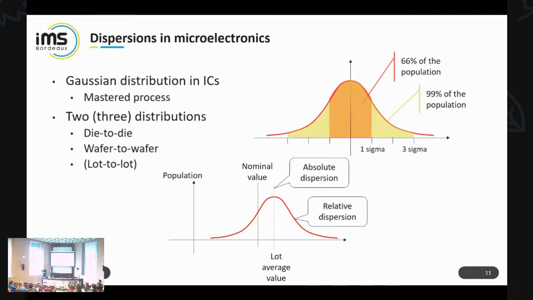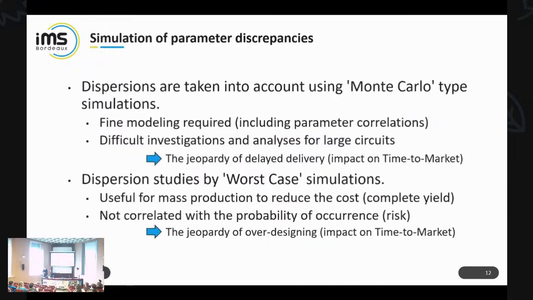So how can we do that? We can do that with two tools, more or less. The dispersions are taken into account using Monte Carlo analysis, statistical analysis. Those are based on this Gaussian projection. You are just having some number, and you expect the Gaussian to hold, and you then make some extrapolation. And of course, if you are doing that, you are taking a little bit of risk.